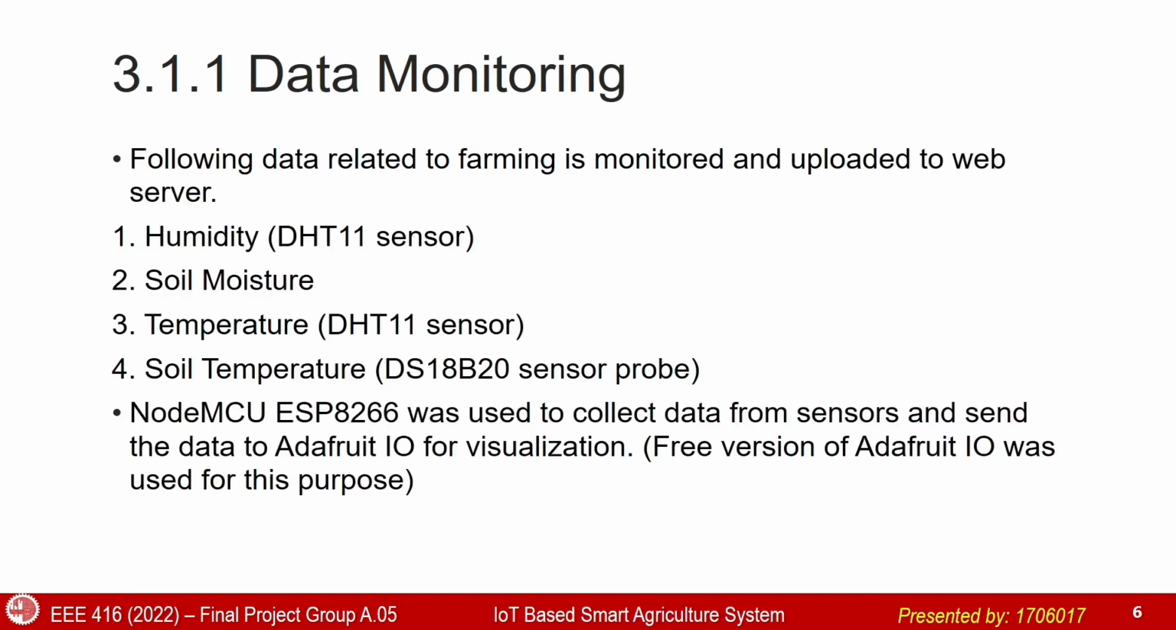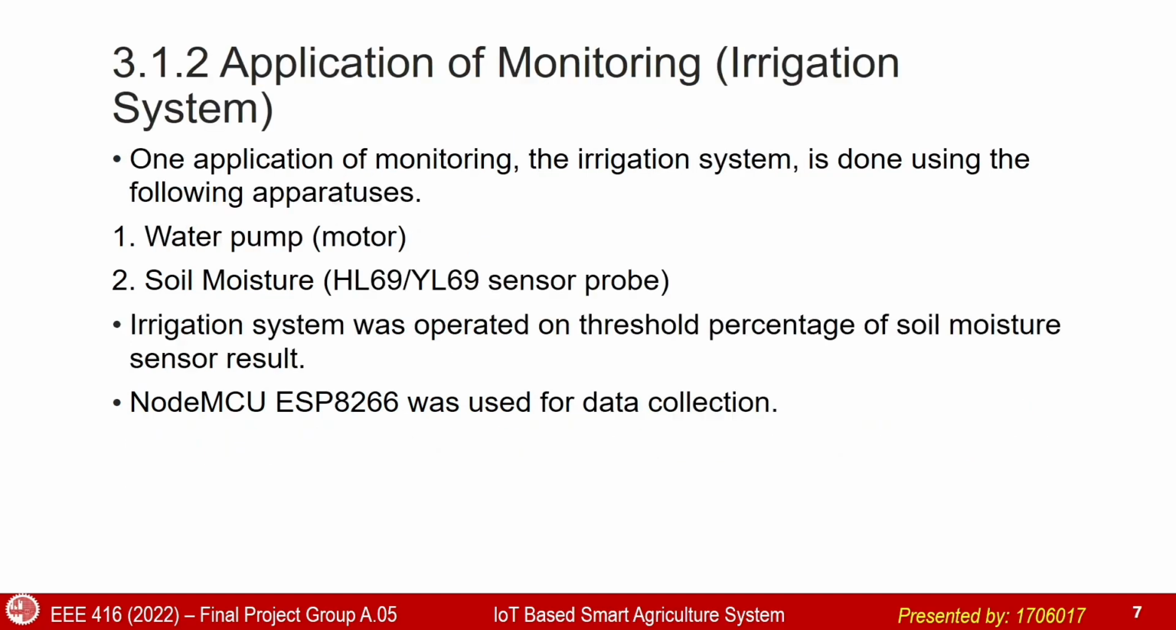In the data monitoring part, following data related to farming is monitored and uploaded to web server: humidity, DHT11 sensor; soil moisture, temperature, DHT11 sensor; soil temperature, DS18B20 sensor probe; and finally, Node MCU ESP8266 was used to collect data from sensors and send the data to Adafruit IO for visualization.